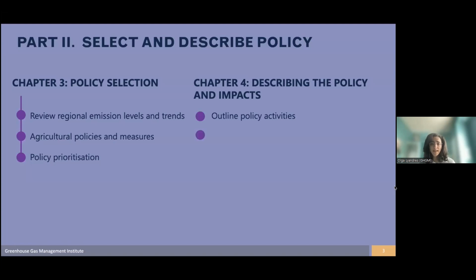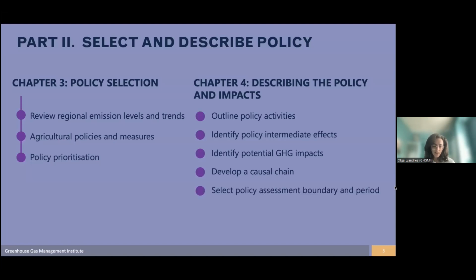This includes outlining policy activities, identifying intermediate effects and GHG impacts, developing a causal chain, and selecting the policy assessment boundary and period. And finally, considering what other policy interactions may occur with this policy.